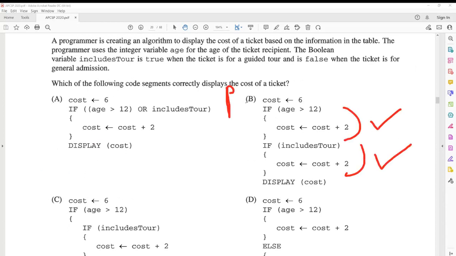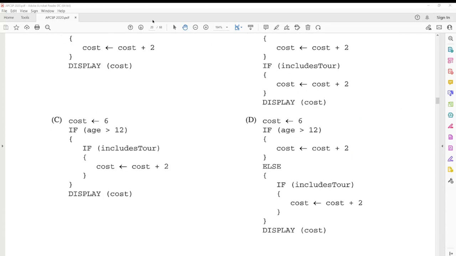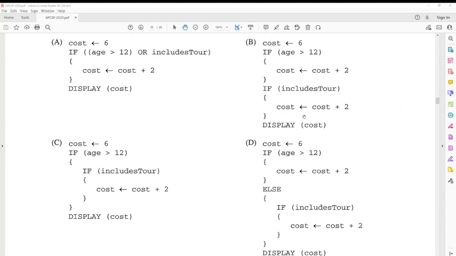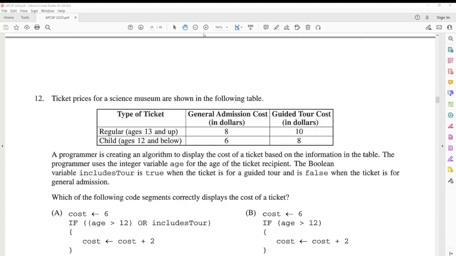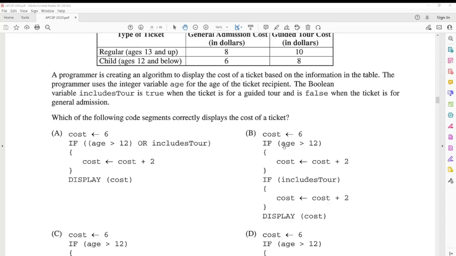So $2 two times, B is the answer. Let's check D. Here, if it's greater than 12 add $2, yes. Else, this is separate. So this one won't add 2 times, so wrong. So the answer is B. Because we look at the maximum number of times you would add to the cost, starting from base case to adult to guided. So 2 times, you may have a maximum of adding $4 to it.